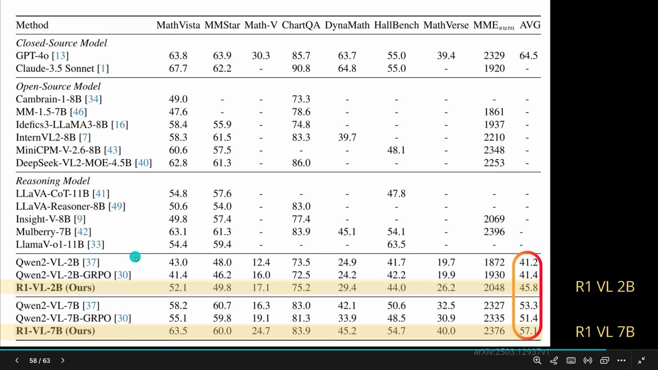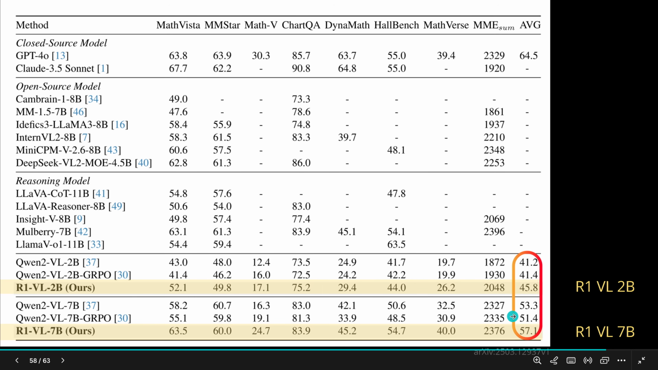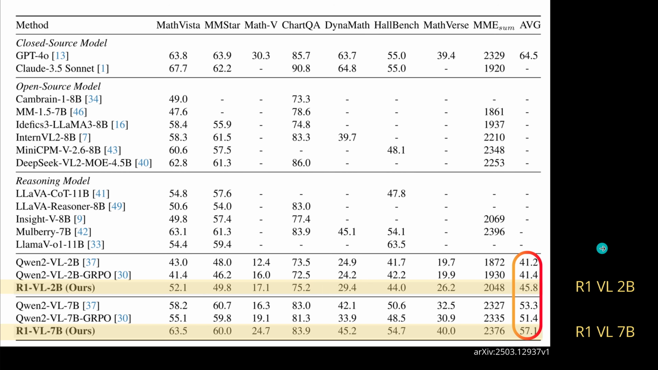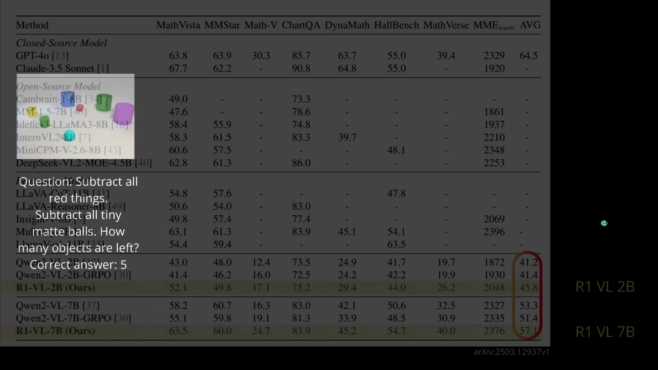But then, of course, if you go for this R1-like model with STEP-GRPO, the new methodology here in yellow, you see there is now an improvement in both cases, in our 2 billion and our 7 billion trainable parameter models. So they trained an R1-VL 2B and an R1-VL 7B. Great. Let me show you the comparison in detail.